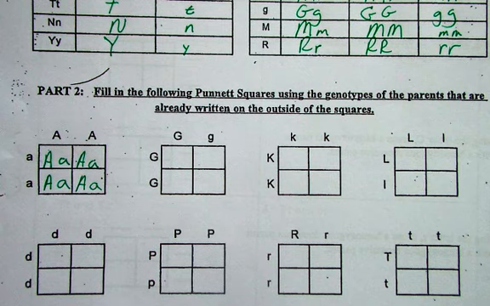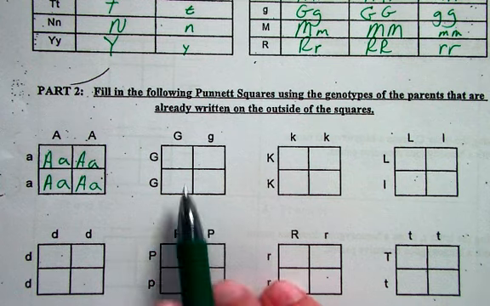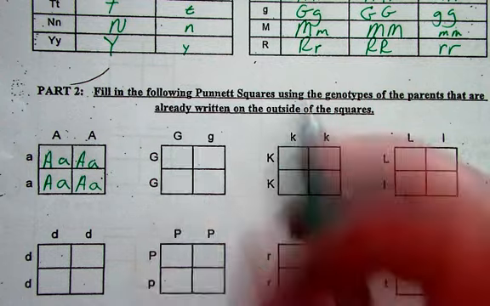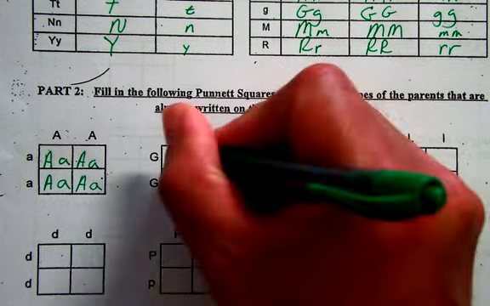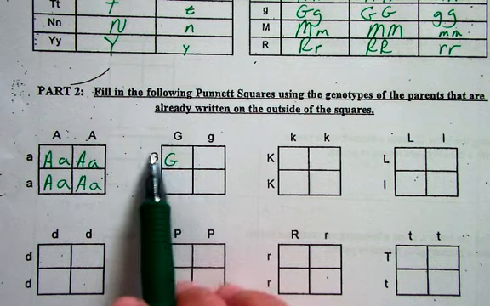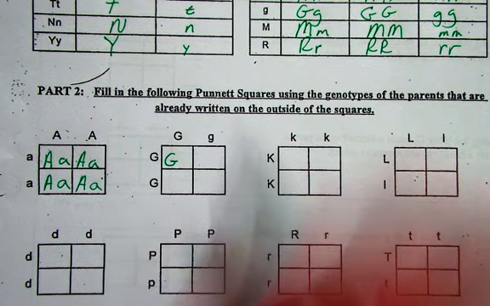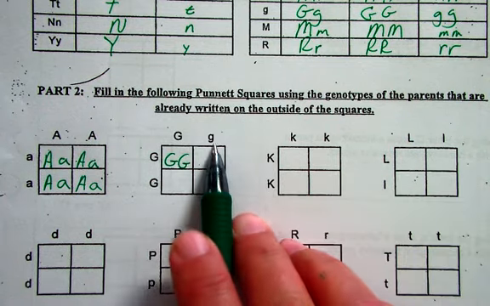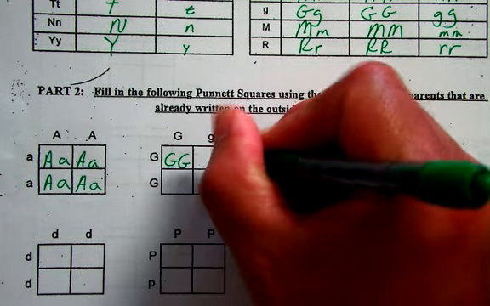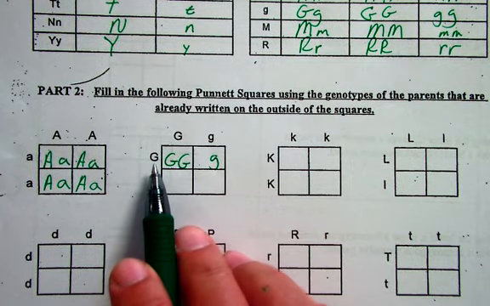All right? So I'm going to do the second one. This capital letter here comes down. This capital letter comes over. This lowercase letter comes down. This capital letter comes over.